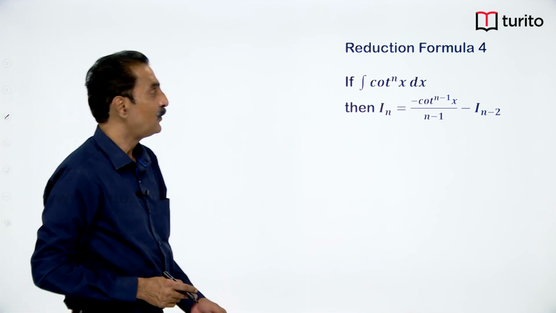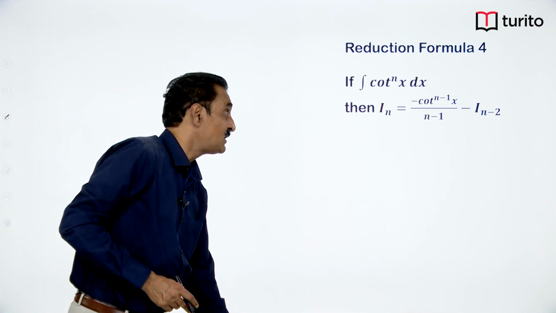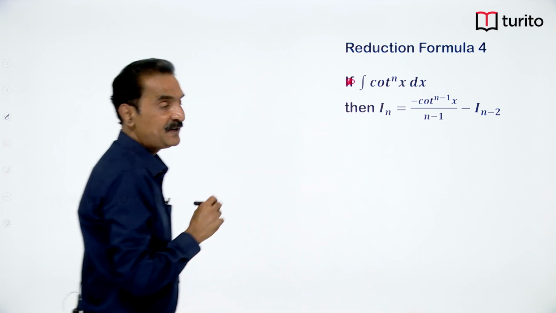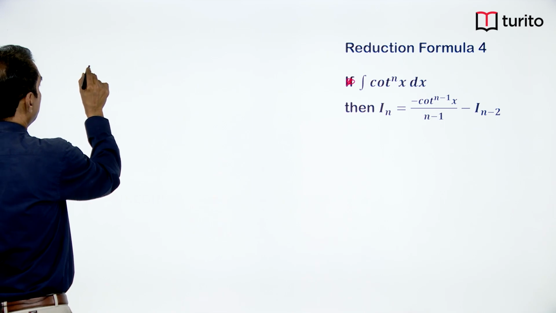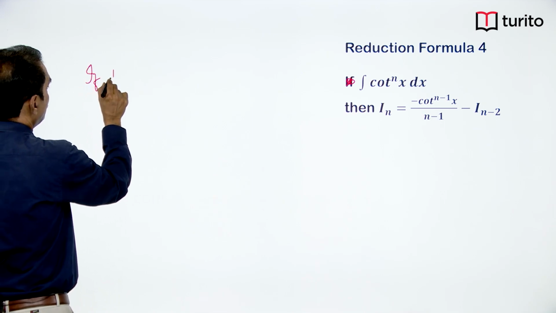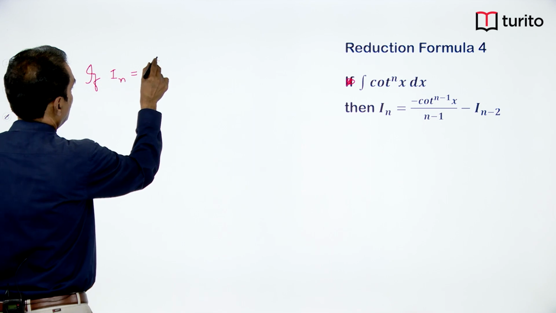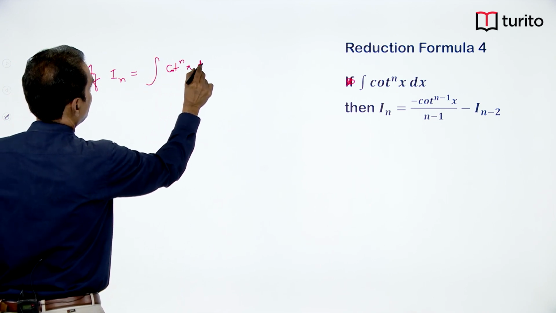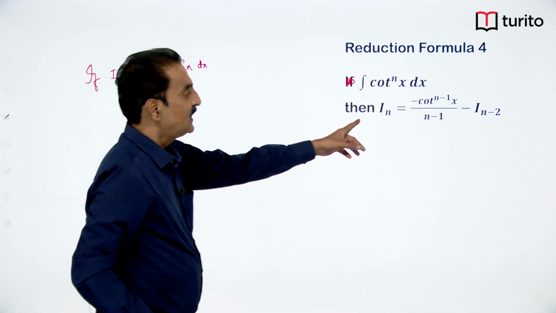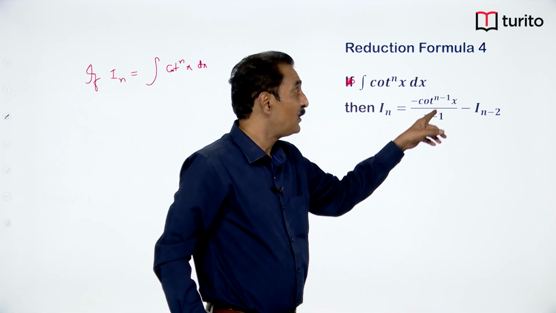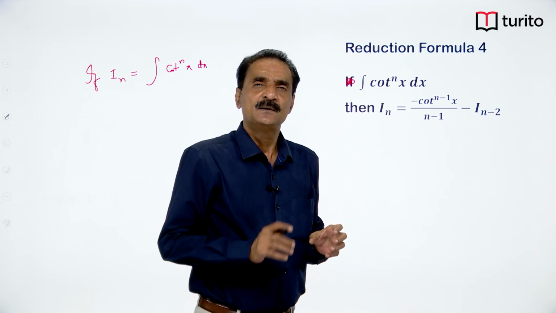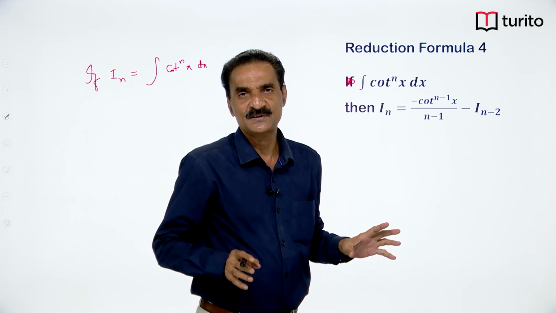Now, the next reduction formula, formula number 4, integral cot power nx dx. If In is equal to integral cot power nx dx, the reduction formula is In is equal to minus cot power n minus 1 x by n minus 1 minus In minus 2. The procedure is same as tan power nx.